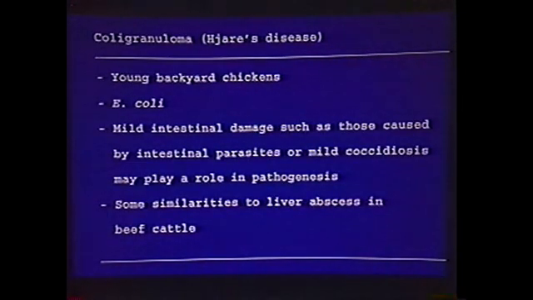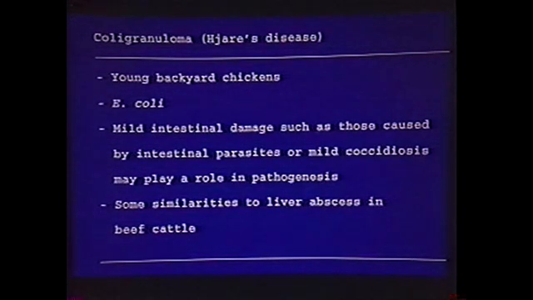Histologically, here is a section of the liver characterized by typical granuloma. Again, that is acid-fast negative, PAS negative, so it's negative for mycotic or mycobacterial agents. Gram stain may reveal some gram-positive or gram-negative bacteria. And as I said before, because E. coli is sometimes isolated, this condition is referred to as cholegranuloma.